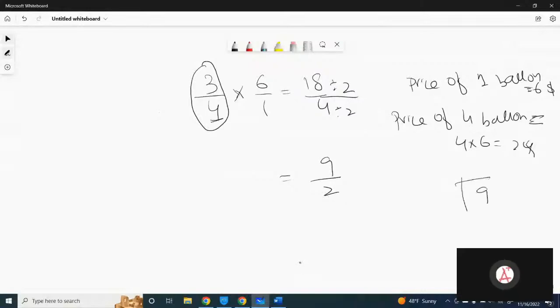Just divide 9 by 2. 2 times 4 is 8 and 9 subtract 8 is 1. So it would be 4 whole 1 over 2. Got it?